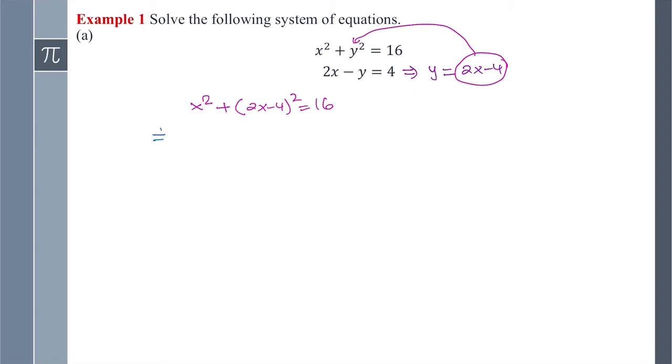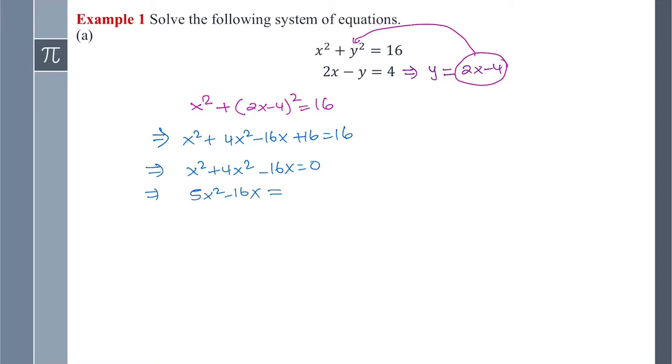Let's expand that second term. We have (2x minus 4) squared, which means (2x minus 4) times (2x minus 4). If you FOIL that, you get 4x squared minus 16x plus 16 equals 16. Now if we subtract 16 from both sides, we get x squared plus 4x squared minus 16x equals 0. Then we can combine the first two terms, so we have 5x squared minus 16x equals 0.